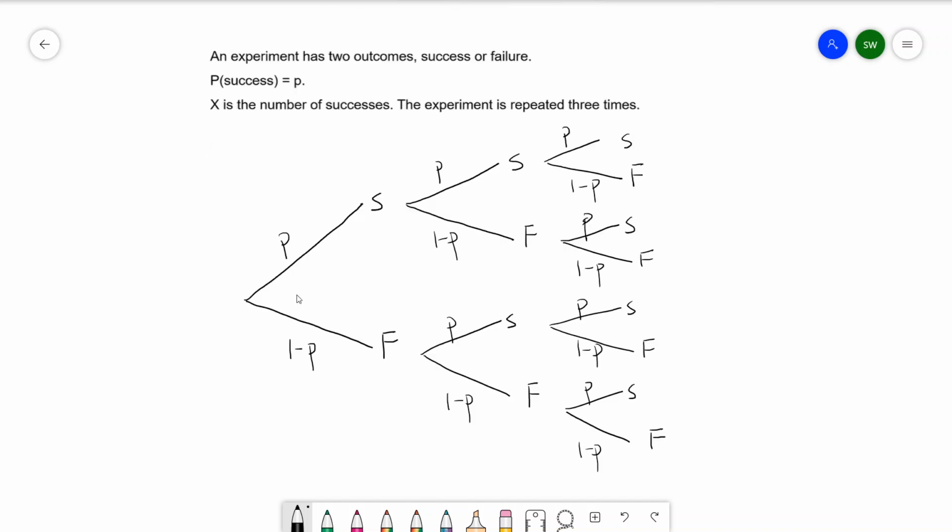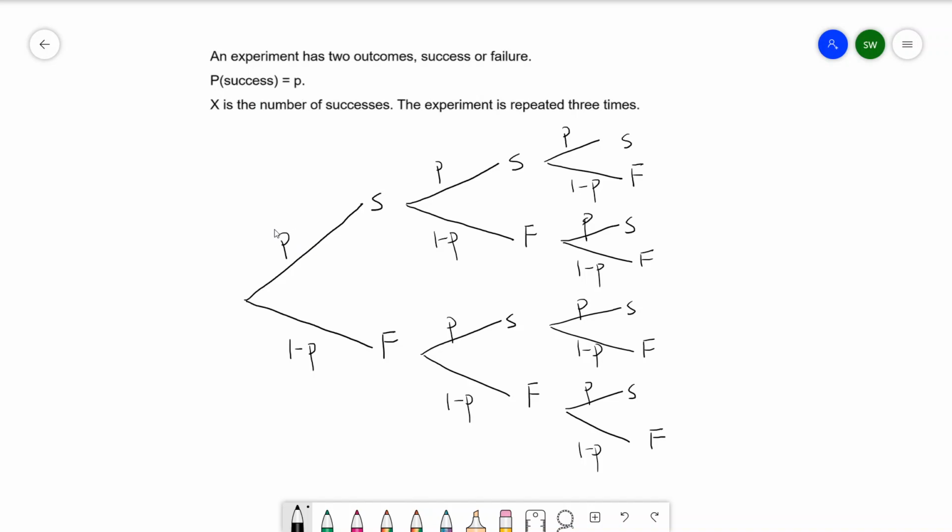Okay, so next we're going to try and make it a little bit more complicated, and we're going to do 3 trials. So we're going to repeat the experiment 3 times. And this time we're going to make it a little bit more general and say the probability of success is P. So that means that the probability of failure is 1 minus P.